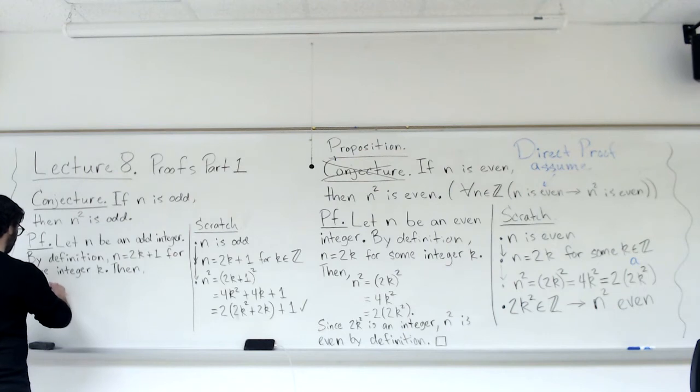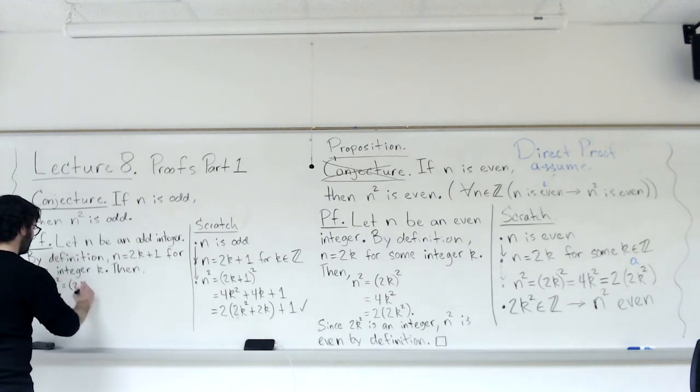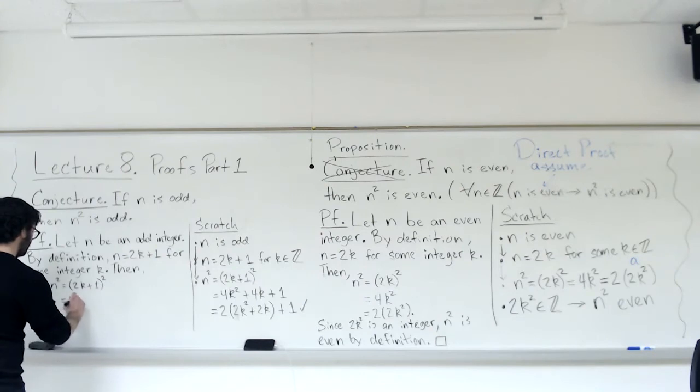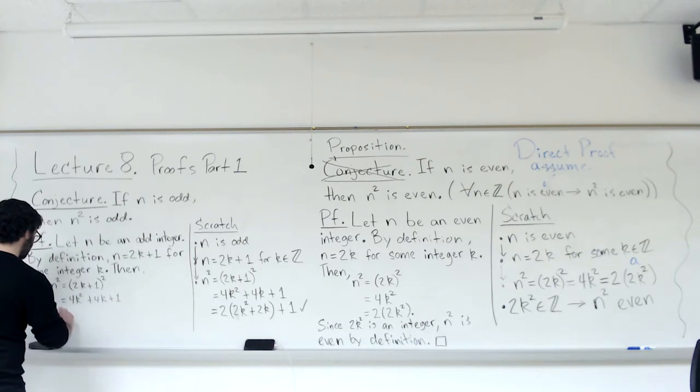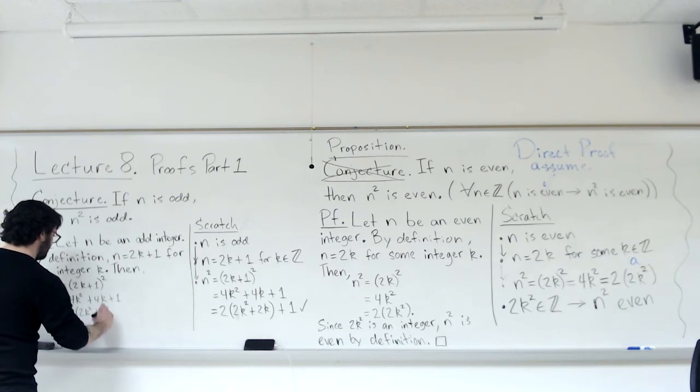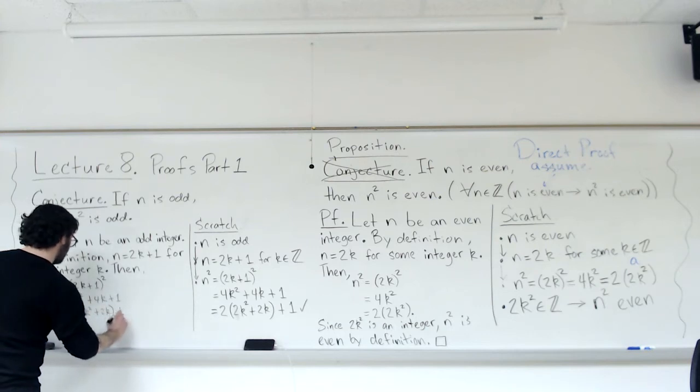So n squared is equal to 2 times k plus 1 all squared, which is equal to 4k squared plus 4k plus 1, which is equal to 2 times 2k squared plus 2k, all plus 1.